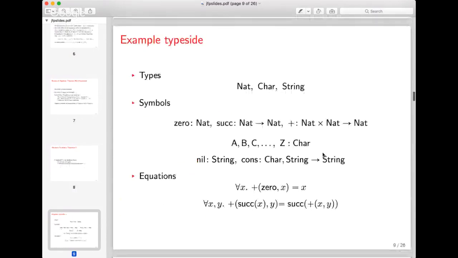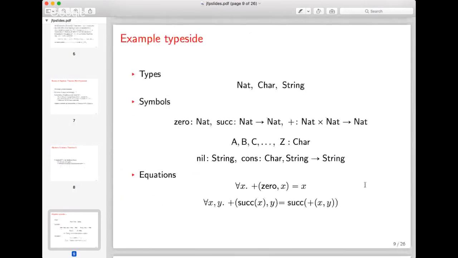So for example, here's a type side that we'll use in the talk. It has types, that is to say sorts, natural numbers, characters, and strings. Some symbols: 0 is a zero-ary function symbol of type nat. Successor takes natural numbers to natural numbers, and addition, or plus, takes two natural numbers to a single natural number. There are 26 characters, A, B, C, and so on through Z. And then to build strings, what we do is we have lists of characters.